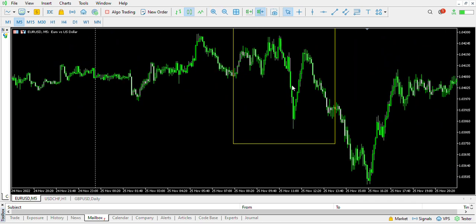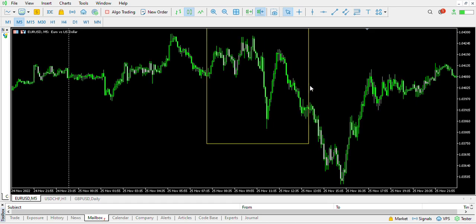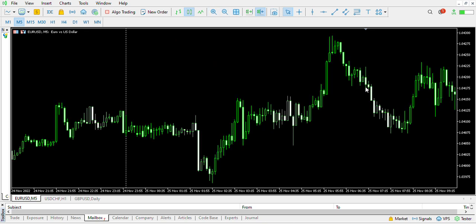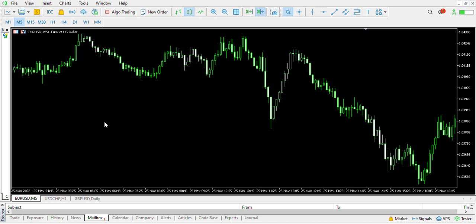So what we got here, now let's get rid of this again. What we got here is consolidation and aggressive selling. So when price comes back to that area where we had that aggressive selling, we are looking for our entry. So just zoom in again there. So consolidation and aggressive selling.